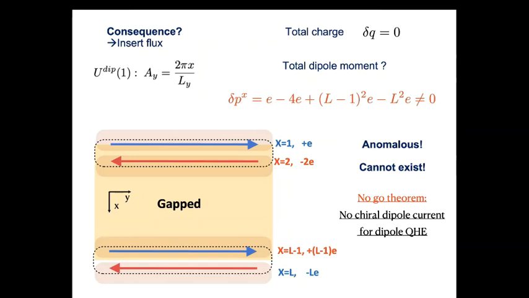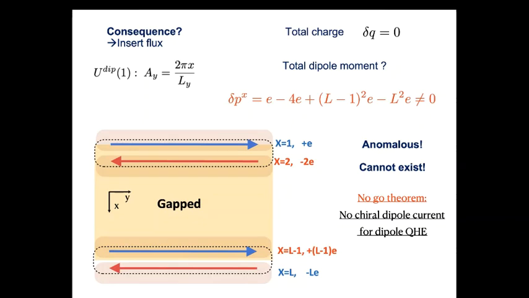So here's the obstruction. If we assume that such a phenomenon can exist in a 2D lattice model with local interaction, the minimal requirement is that it needs to be anomaly free, which means we have a certain symmetry. Here it is the U1 charge symmetry and the U1 dipole symmetry.